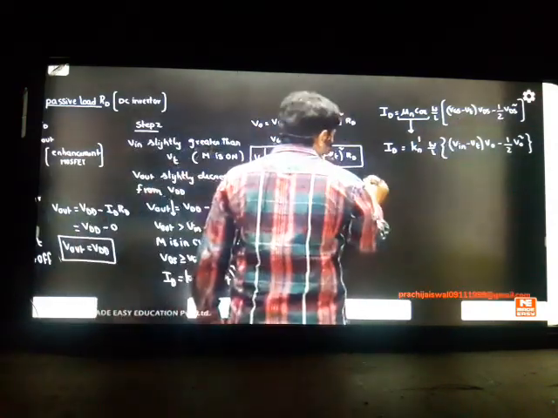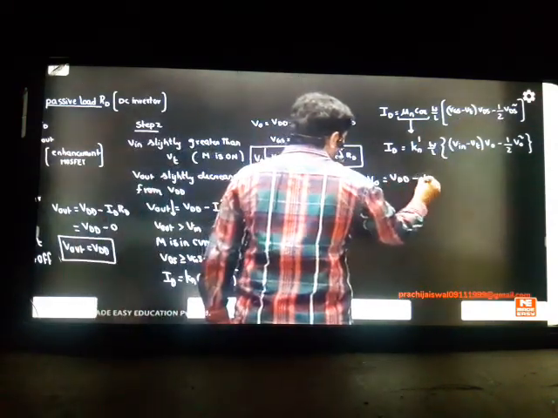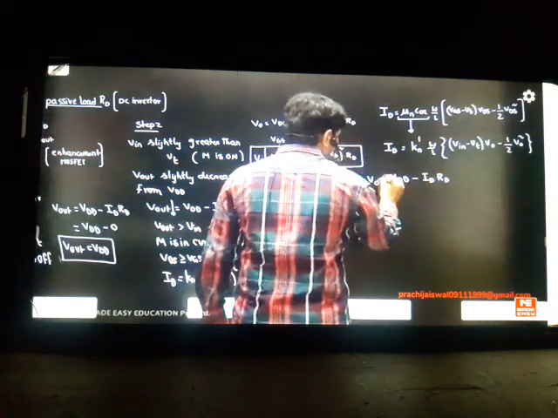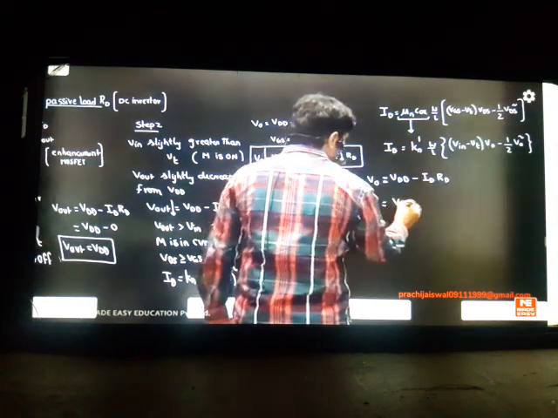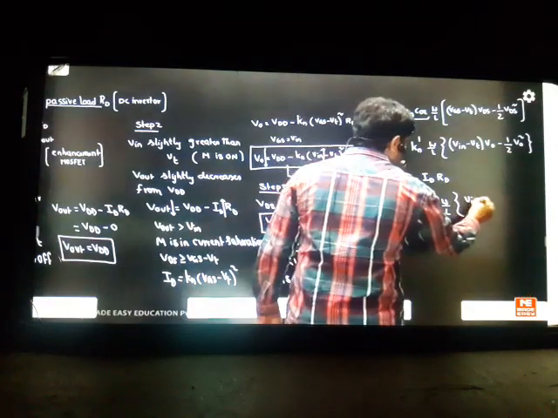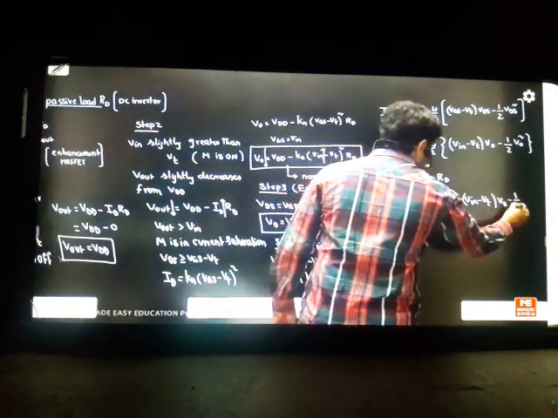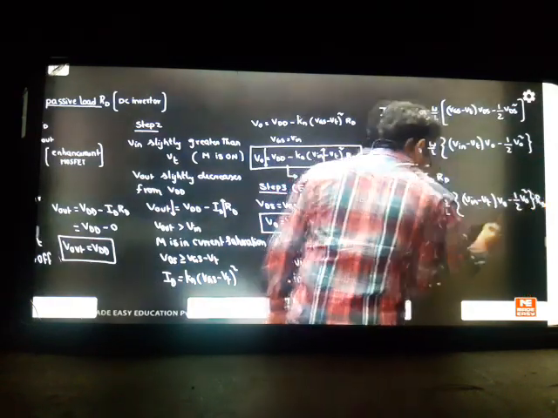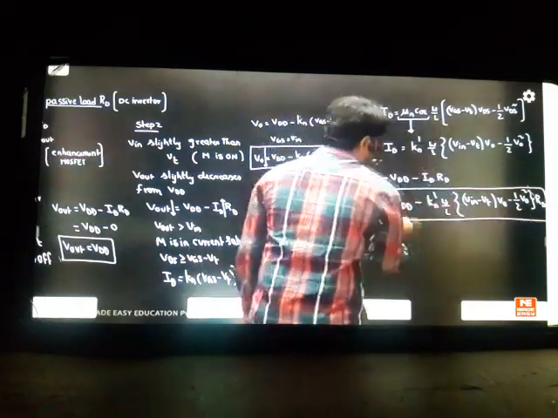So how you can write the relation is, your output is equal to VDD minus ID into RD. So this is your output equation. So output is equal to VDD minus K n dash W by L into (VIN minus VD) into V0 minus half into V0 square, into RD. So this is how you are getting the output relation with respect to input again.